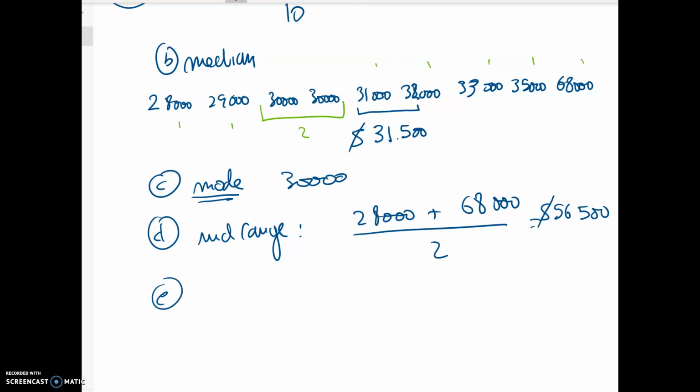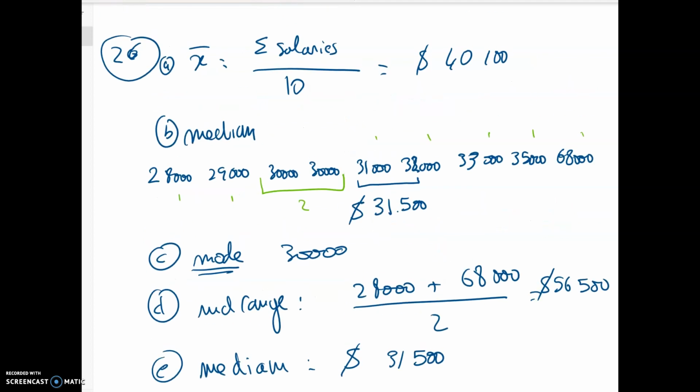a raise, which average should they use to show that they are being underpaid? The mean or the median? They will have to choose the median, because the median shows 31,500 when the average shows 40,100. So it's not the same thing that they are going to look at.